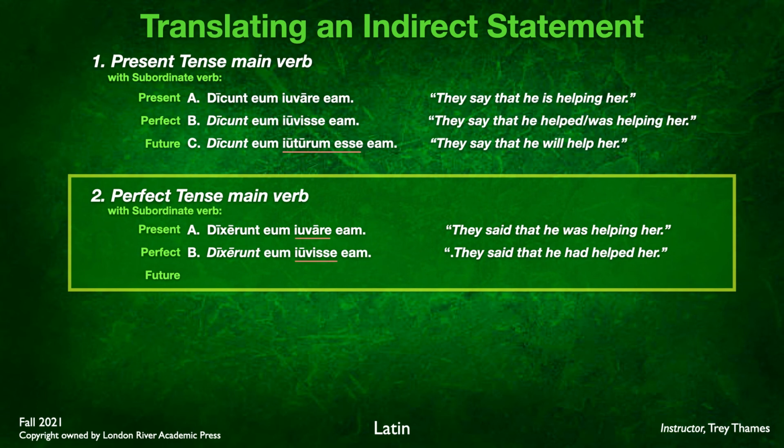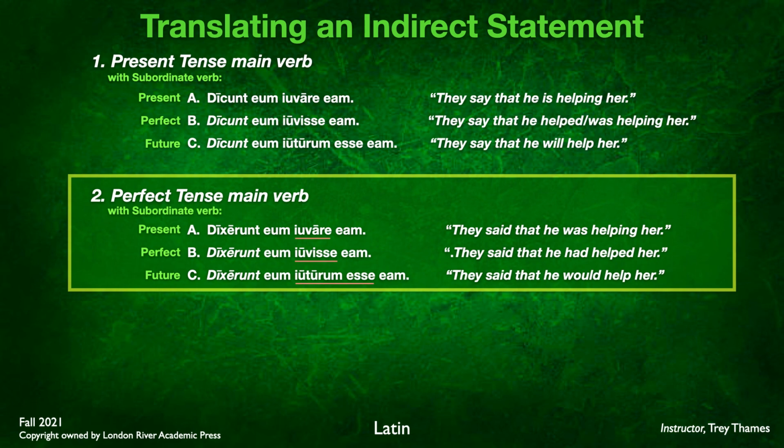So again, the infinitive is relative to the main verb, so it's happening before the main verb. The main verb is in the past, so this is past, if you remember from our participial discussions. So you translate it as pluperfect. They said that he had helped her. And then finally, an example with the future active infinitive. Iotorum esse. Dixerunt iotorum esse eam. They said that he would help her.